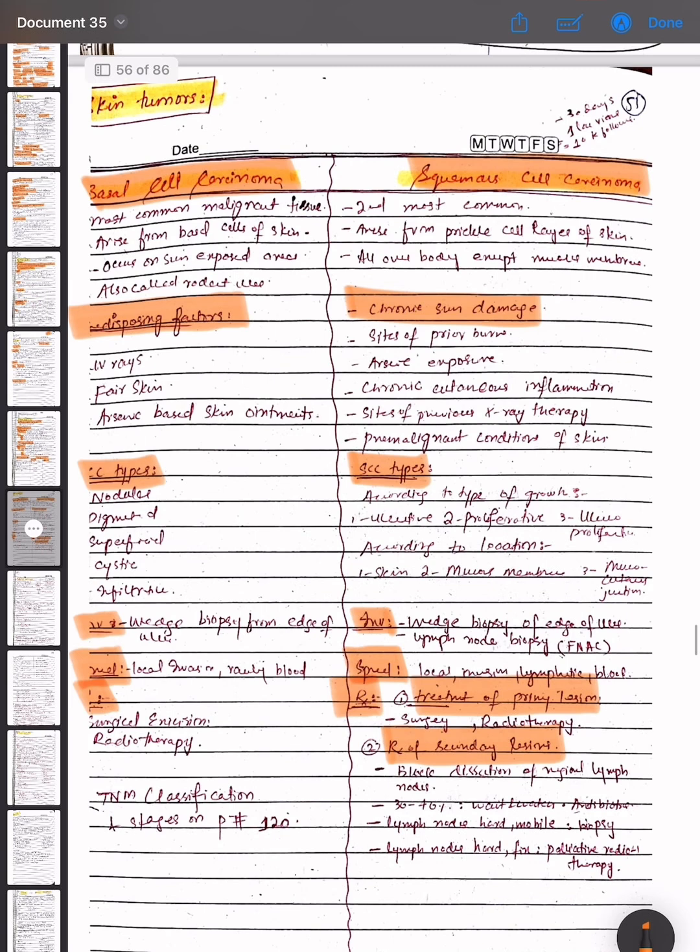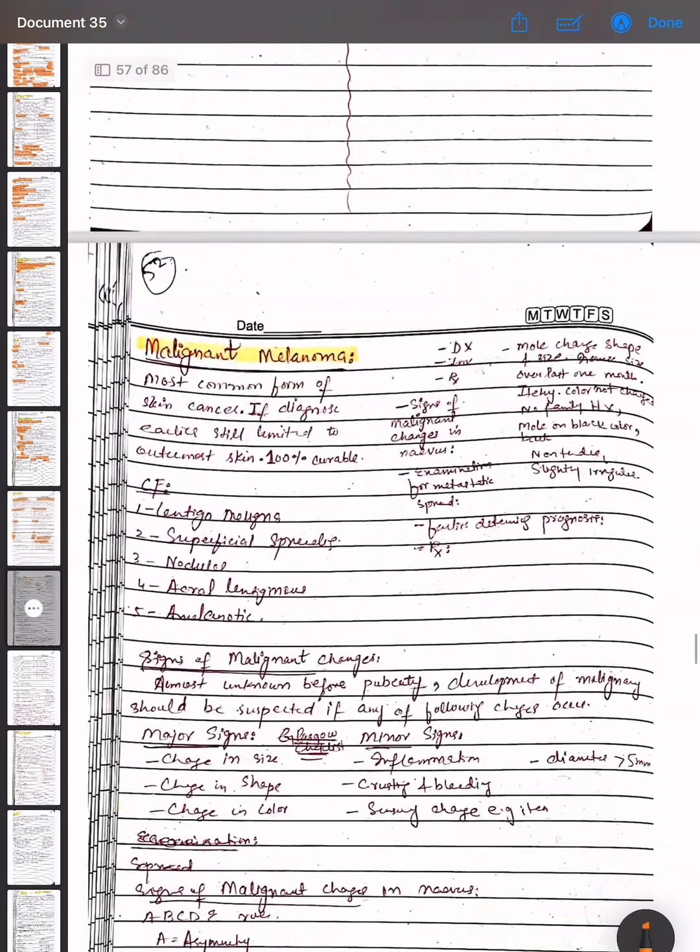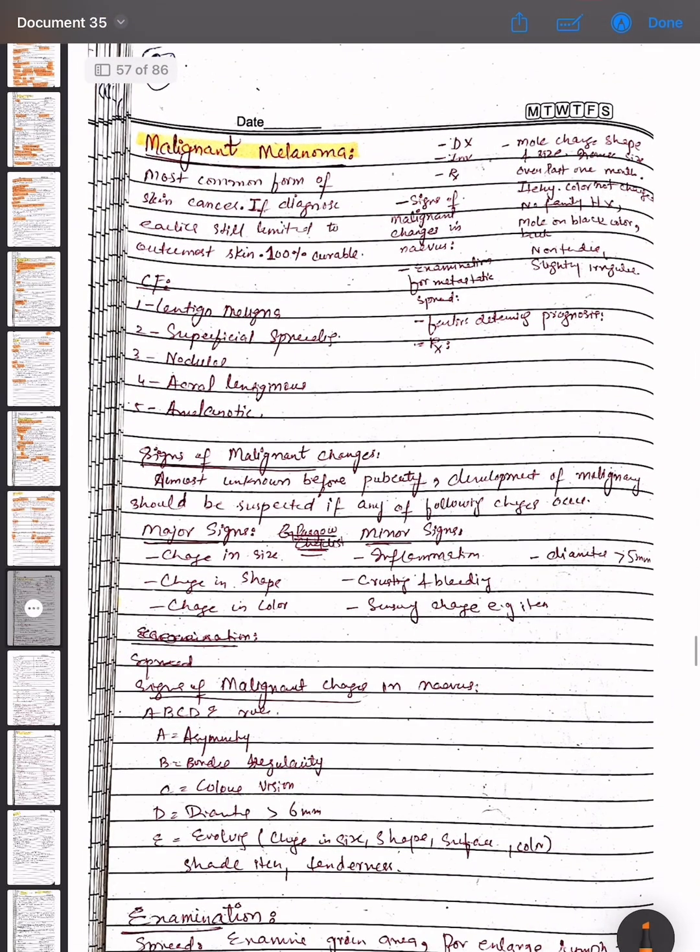So we have discussed the skin tumors, that is the basal cell carcinoma and squamous cell carcinoma, their definitions and common sites. Then we discussed the predisposing factors of both the carcinomas, then what are the types of basal cell carcinoma and squamous cell carcinoma, then what are the investigation options, what is the spread of the carcinomas, and then what are the treatment options. We have discussed this. Okay, now coming towards the malignant melanoma.